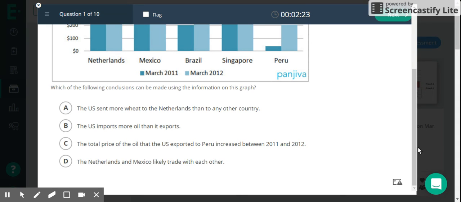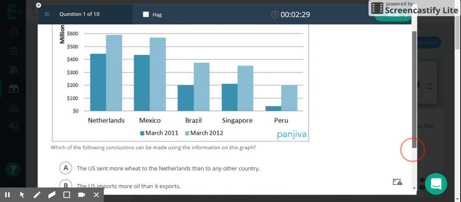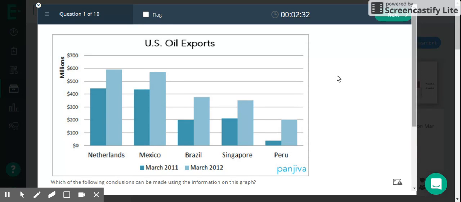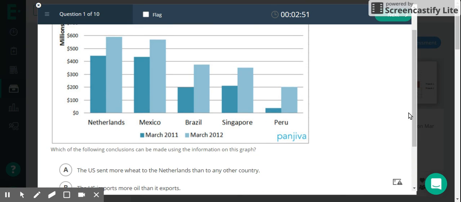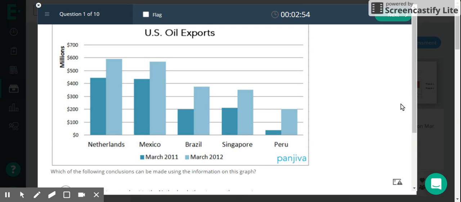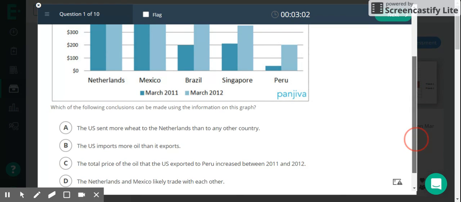C, the total price of the oil that the U.S. exported to Peru increased between 2011 and 2012. Now, the amount of oil that went to Peru went up from 2011 to 2012, and so that looks true. Letter D, the Netherlands and Mexico likely will trade with each other. This doesn't tell us anything about why Netherlands or Mexico would trade. So the best answer here should be the one about Peru.